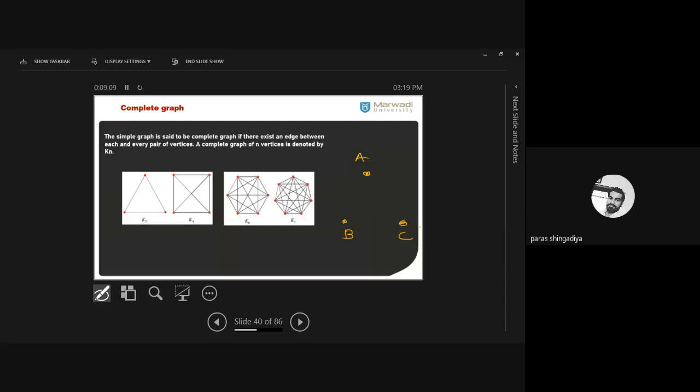Clear? So between all of these pairs, an edge should be connected: A to B, then A to C, as well as B to C. Then it is called a complete graph. Okay, it means you have to add the maximum number of edges in this graph. You create a simple graph and modify it by taking the maximum number of edges. The graph that is formed with the maximum number of edges is called a complete graph.